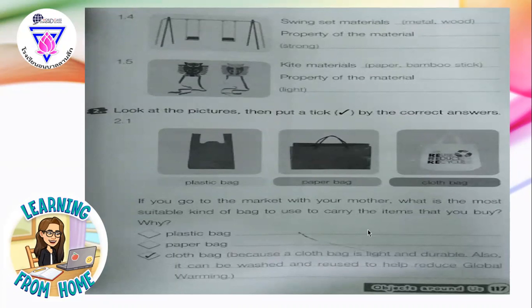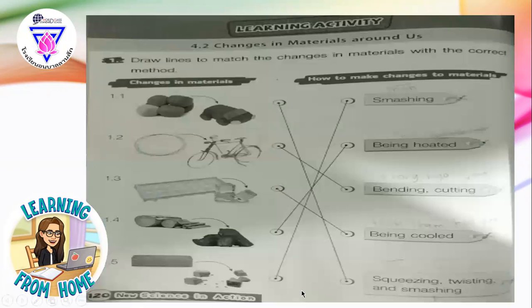Then let's continue. Turn your book to page 120. What we are going to do is draw lines to match the changes in materials with the correct method. In number one, look at the pictures very carefully. The answer here is squeezing, twisting, and smushing. Just follow the answer. Number two, you have bending and then cutting.